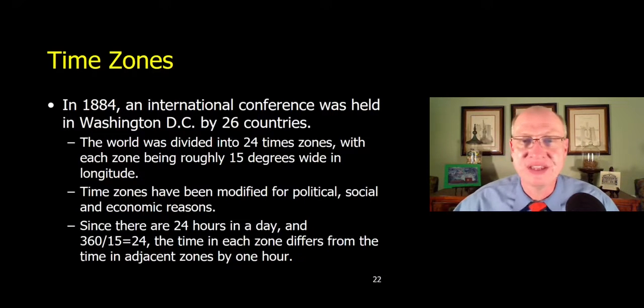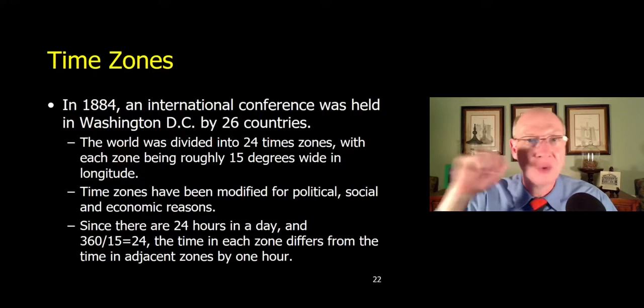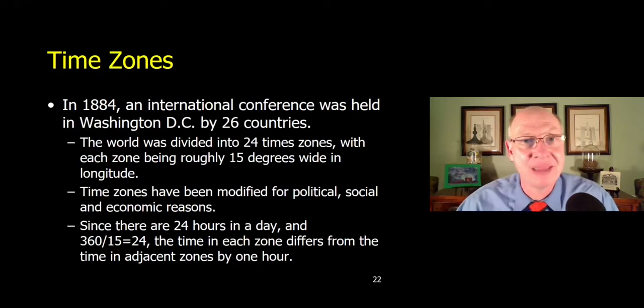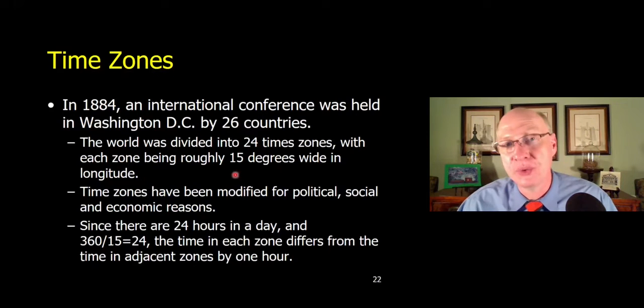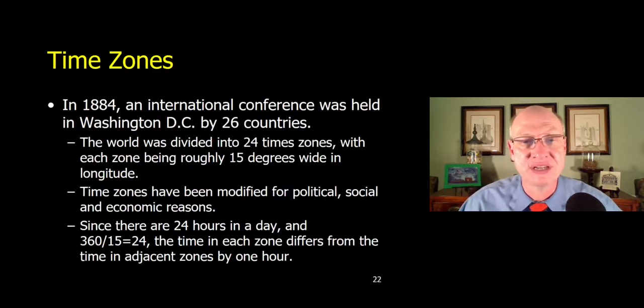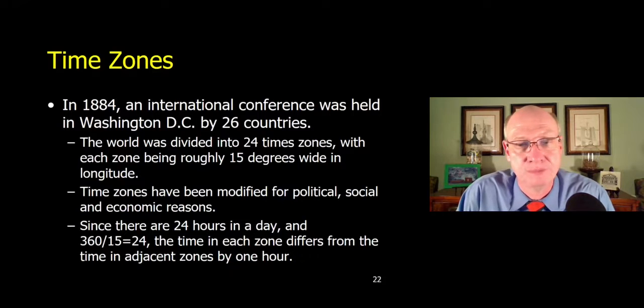Now, the reason for these numbers is pretty obvious. 24 time zones, and there's 24 hours in a day, meant that each time zone was different from the next time zone by 1 hour. There are 360 degrees of longitude, and if we divide it by 24 time zones, 360 divided by 24 is 15 degrees of longitude in each time zone.